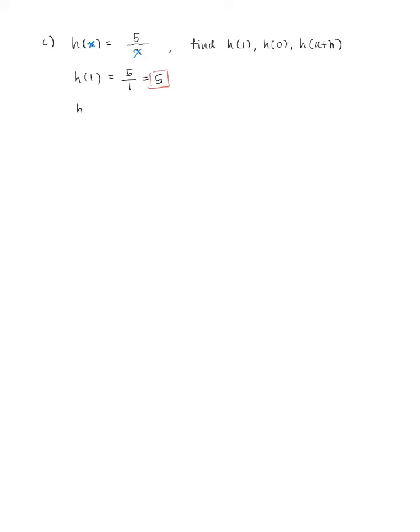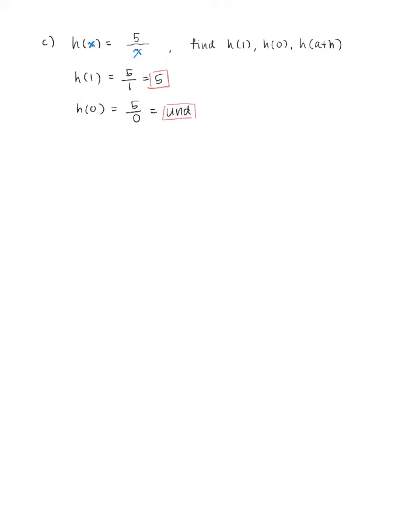Now let's go with h of 0. Do the same thing. We're going to have a 5 over 0. All right, so what is this? Does that mean this is undefined or is it 0? This will be undefined because remember, you can never divide anything by a 0. So in this case, I'm just going to write it as undefined.